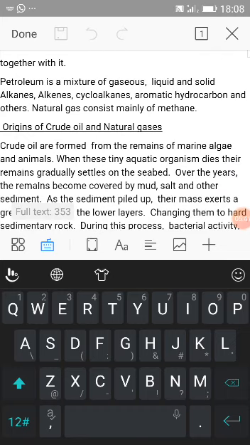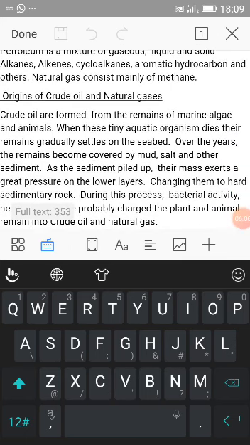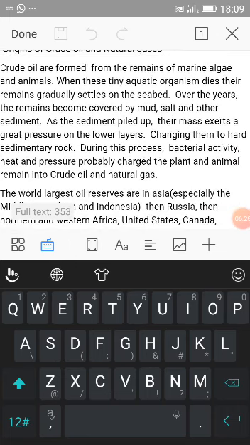How did it originate? Was it God that just put it, or how did the crude oil come to be? Now, by discovery, crude oil was formed from the remains of marine algae and fishes. After the aquatic organisms die, their remains gradually settle on the seabed. Over the years, their remains become covered by mud, salt, and other sediments. And as the sediment piled up, their mass exerts a great pressure on the lower layers, changing them to hard sedimentary rock. Your geography, you're talking about sedimentary rock.